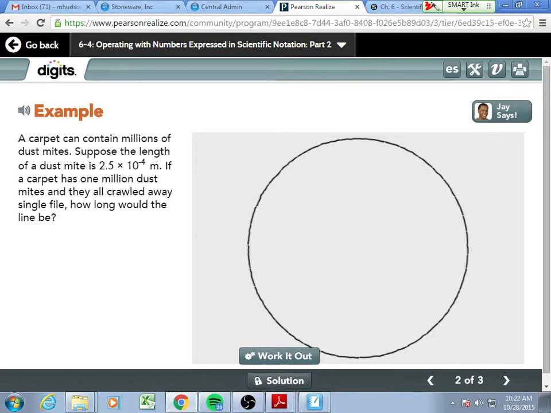So if we think about the length of a dust mite being 2.5 times 10 to the negative 4th meters. If a carpet has 1,000,000 dust mites and they all crawled away in single file, you guys ever seen ants like in single file? Yeah.